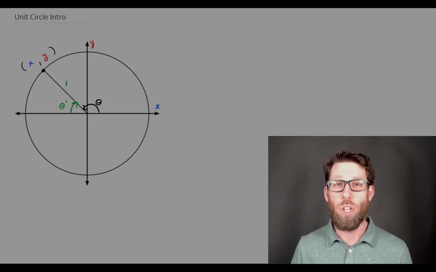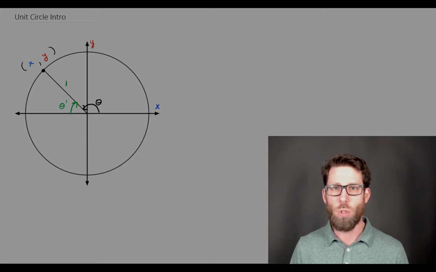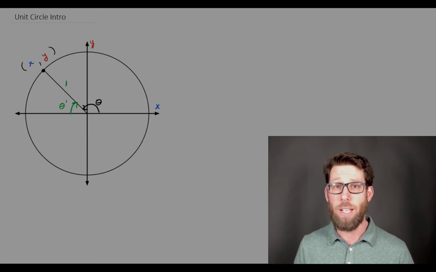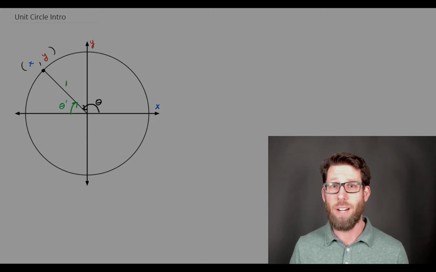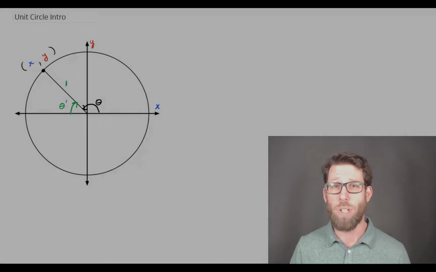Now we're going to get into the unit circle, which is where we start tying in those Cartesian coordinates x and y with circles or radius and angles. So let's go ahead and see how we can relate those two things together using trig functions.